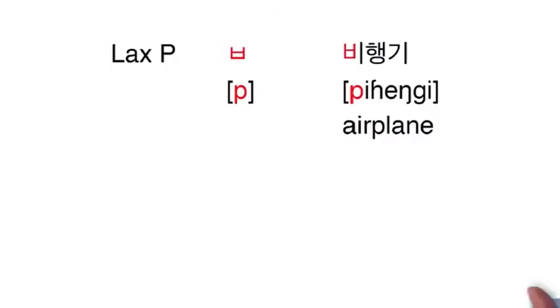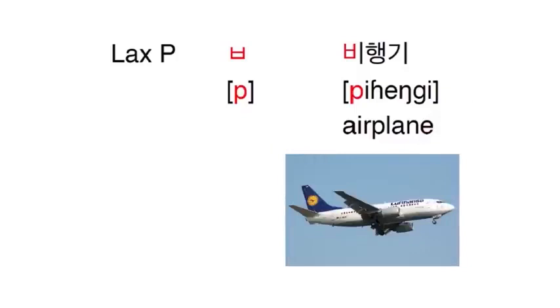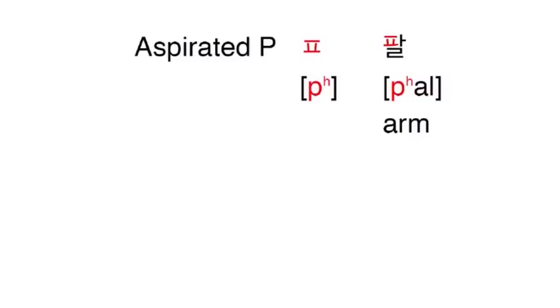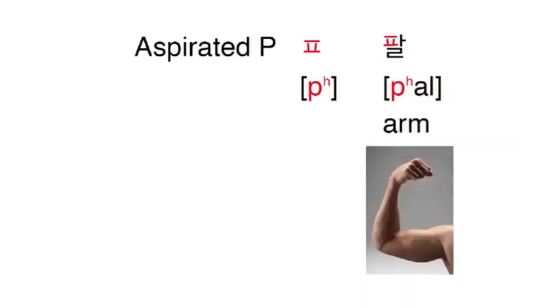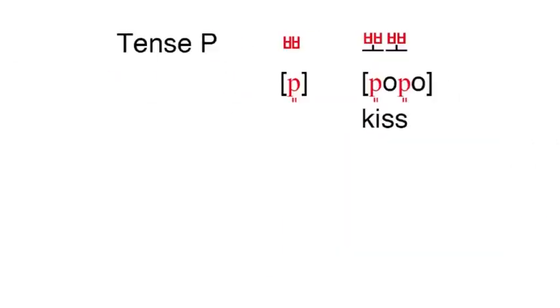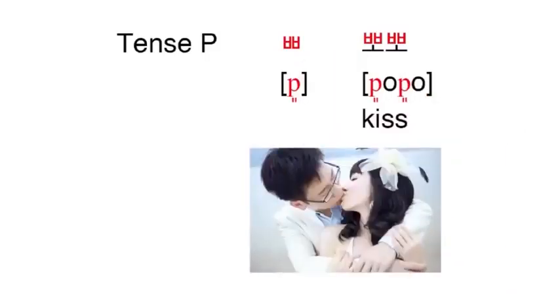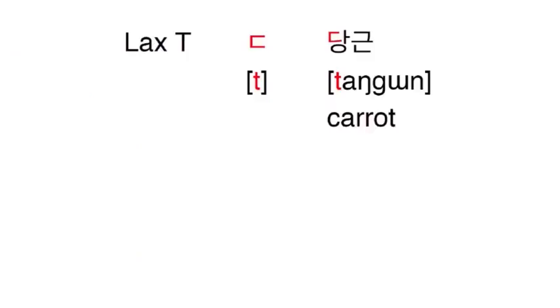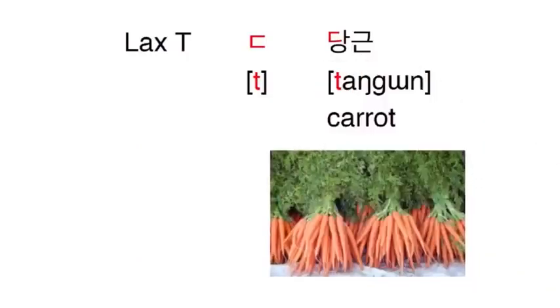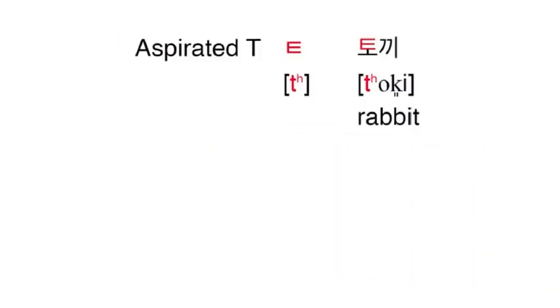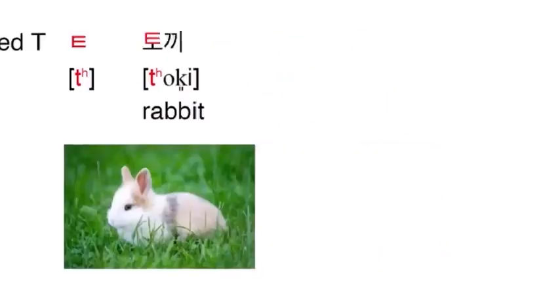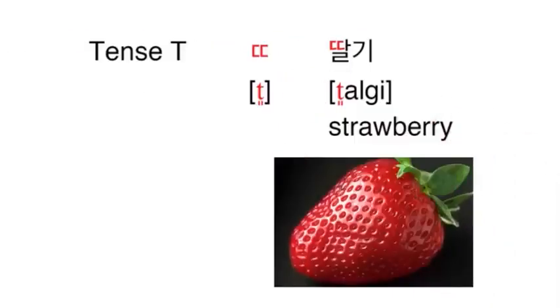The three P sounds, lax B as in 비행기, which is very slightly aspirated, aspirated P as in 팔, which is much more aspirated, and tense B as in 뽀뽀, which is unvoiced, unaspirated, and comes out with a lot of lip and throat tension, which usually makes the vowel afterwards higher pitched. 뽀뽀. And then we had three T sounds. lax D as in 당근, aspirated T as in 토끼, and tense D as in 딸기.